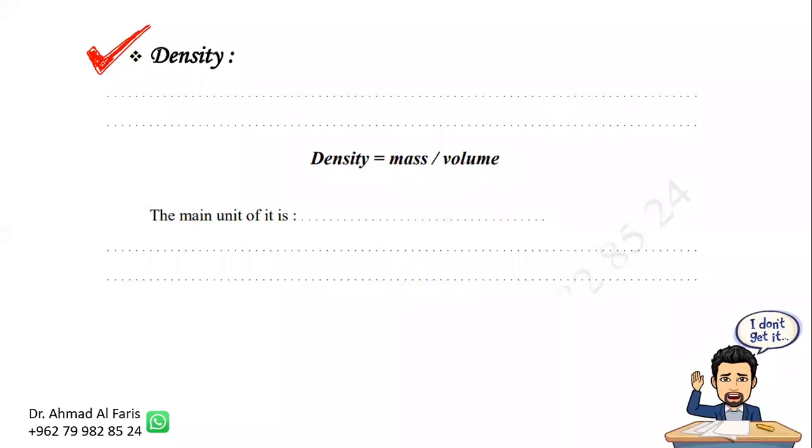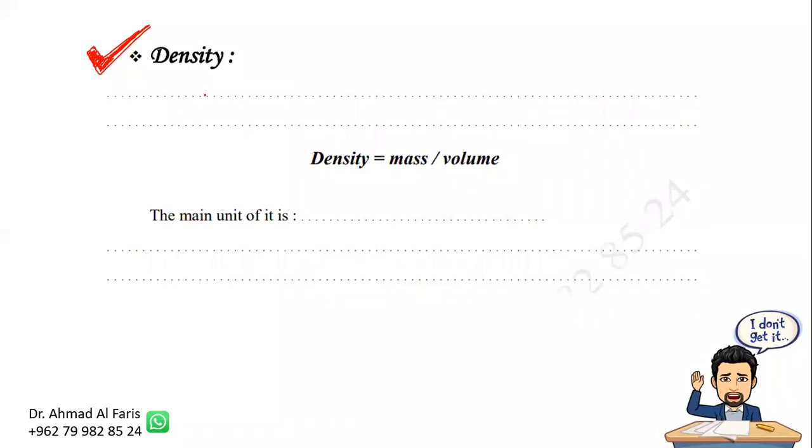Which one is heavier, 1 kilogram of iron or 1 kilogram of cotton? Some of you sent me iron, some sent me cotton, some sent me that they are both the same. Yes, they are both the same because I'm talking about 1 kilogram. But 1 kilogram of iron has a small size, while 1 kilogram of cotton has a big size, because they have different what? Density.